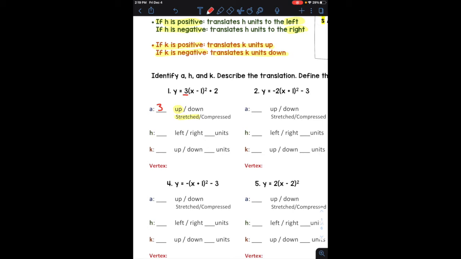The h value is -1. When it's negative, that tells us it's going to move right that many units, which would be right 1 unit. And the k value here is +2. If k is positive, the parabola is going to move up that many units, so it would move up 2 units. Looking at the h and k values, our vertex is going to be (1, 2) on the coordinate plane.